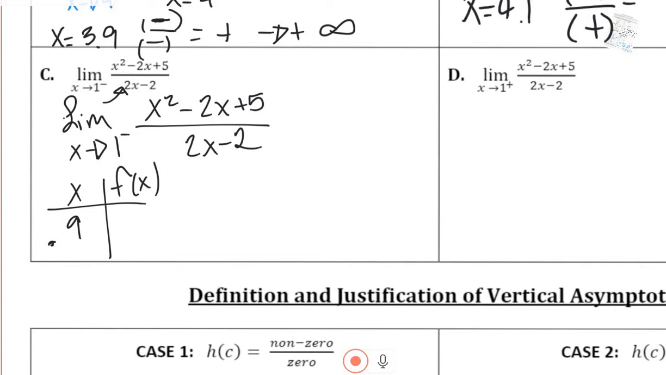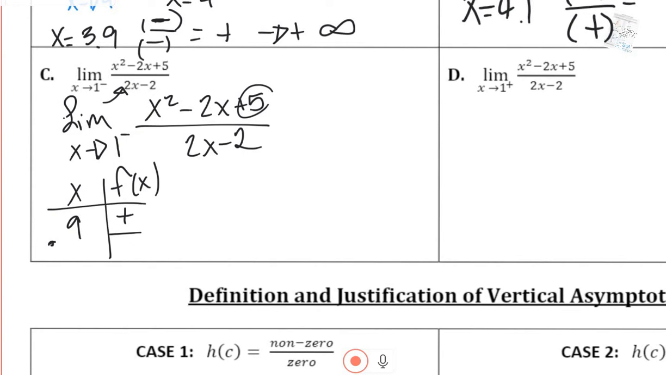So if I plug in 0.9, that's actually going to give me a positive numerator, because if you think about it, this squared plus the 5 is not going to override that 5. So this is going to be positive.